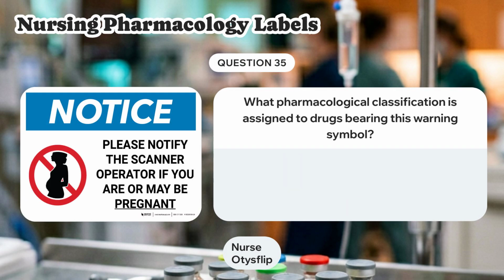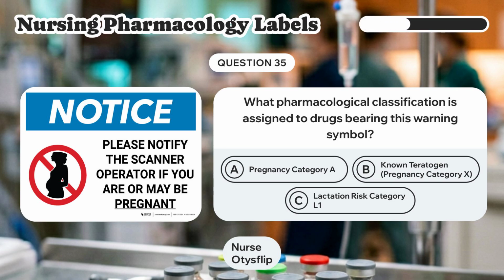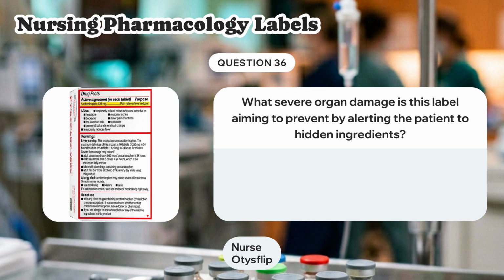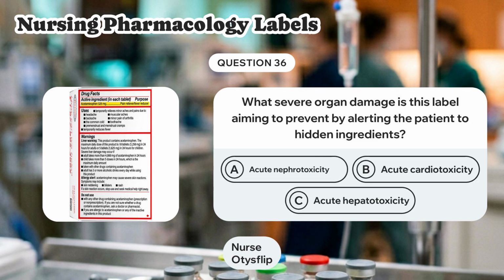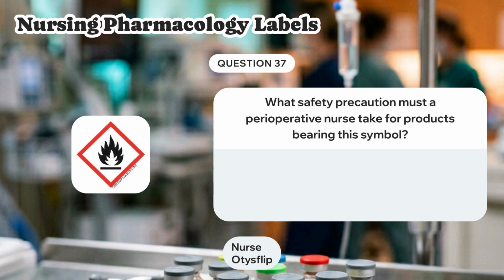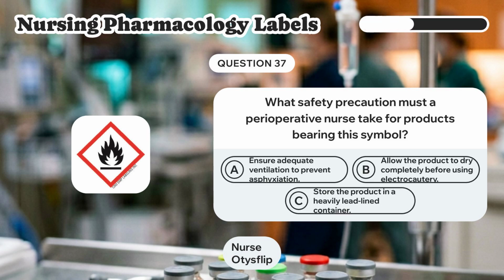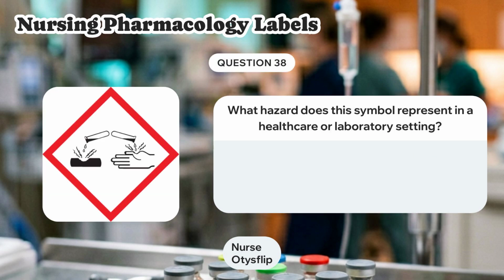What pharmacological classification is assigned to drugs bearing this warning symbol? What severe organ damage is this label aiming to prevent by alerting the patient to hidden ingredients? What safety precaution must a perioperative nurse take for products bearing this symbol? What hazard does this symbol represent in a healthcare or laboratory setting?